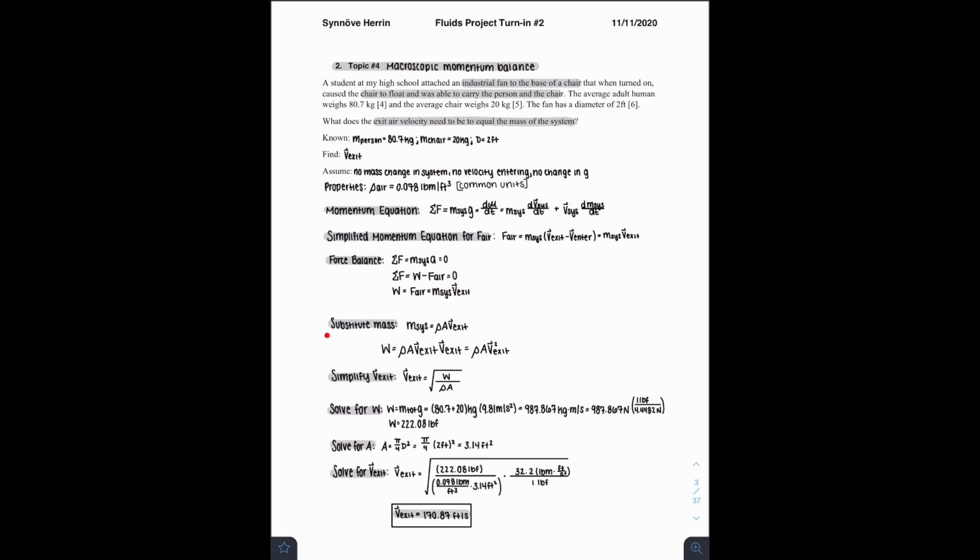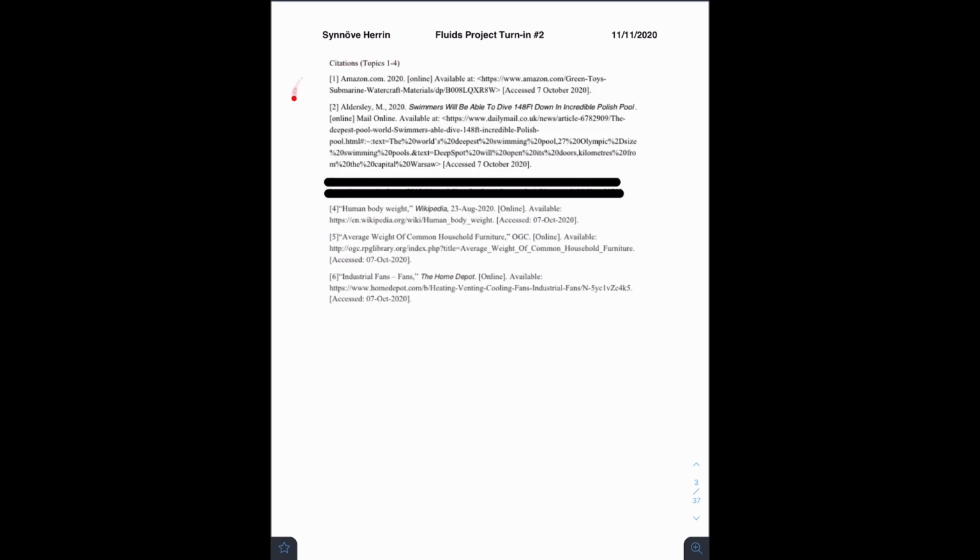We then substitute in our mass for this equation as seen here, where m of our system equals the density times area times velocity of the exit. We get our weight equation as seen here. We then rearrange that equation to solve for our velocity of our exit air. We then solve for our weight using our mass total times our gravity, and we get 222.08 lbf. We then solve for the area using this equation, and we get 3.14 square feet. We then solve for our exit velocity using the equation from before, and we get an exit velocity of 170.87 feet per second. The past 3 problems have properties that are cited here.